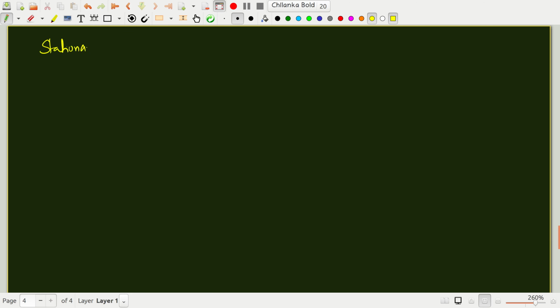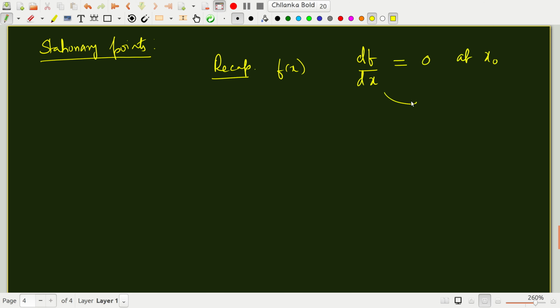stationary points, that is maxima and minima of a function of two variables. If you know for single variables, if you have a function f of x, you know that if the ordinary derivative df dx, the first derivative, is 0 at some point x naught, then the function is either a maximum or a minimum or a point of inflection. I'll come to this in a minute.